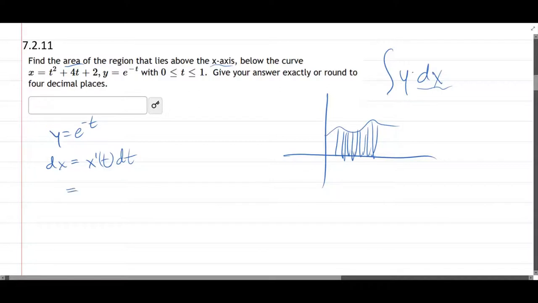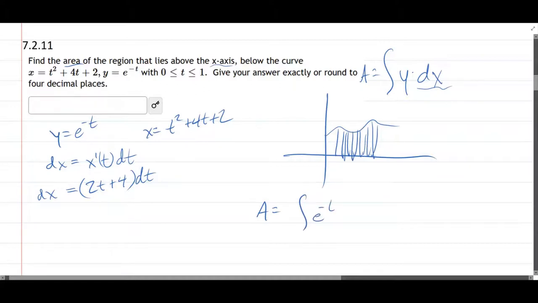So what is x prime? Here's x. X prime, I'll just rewrite x, t squared plus 4t plus 2. Derivative is 2t plus 4. And there's also a dt at the end. So that's dx, and we already have y. So this is the area, and we can write the area integral. So y is e to the negative t times 2t plus 4 dt, and they already gave us 0 to 1, the t values.